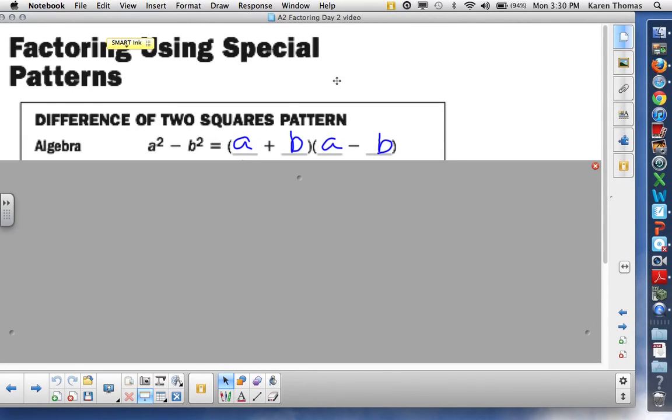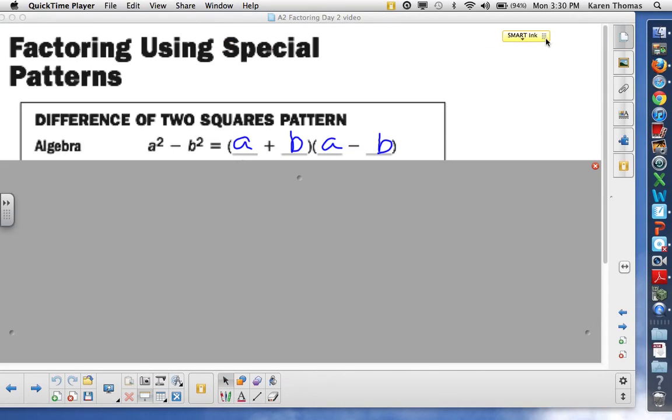So the first thing I'm going to do is factor using special patterns. The first one is the difference of two squares pattern. For example, if you have an a squared minus b squared, you would factor it into its conjugates.